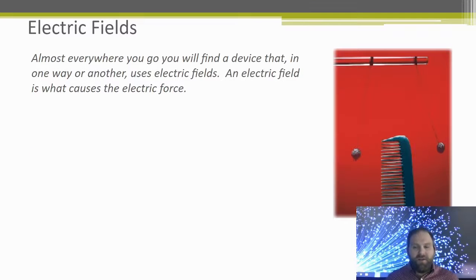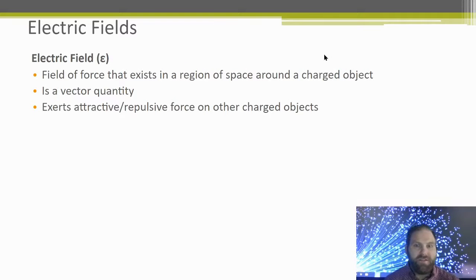Just as a review, electric fields are almost everywhere in today's day and age, in nature and in technology. Basically, an electric field is what causes any electric force. An electric field, in point form, is a force that exists in a region of space around a charged object. It's really important to remember that it's a vector quantity, so it has direction, and it can exert an attractive or repulsive force on other objects based on whether they have like or unlike charges.